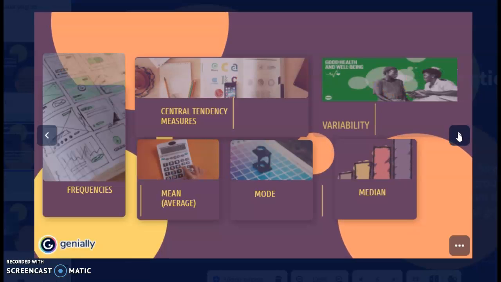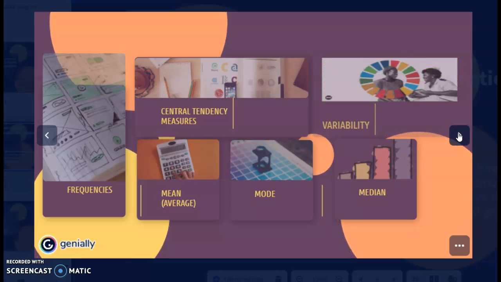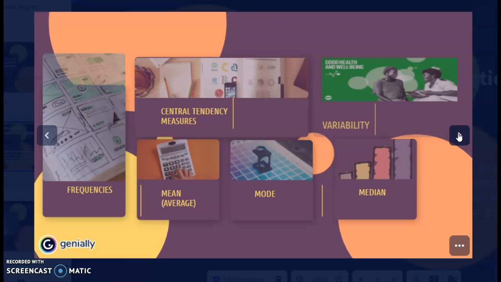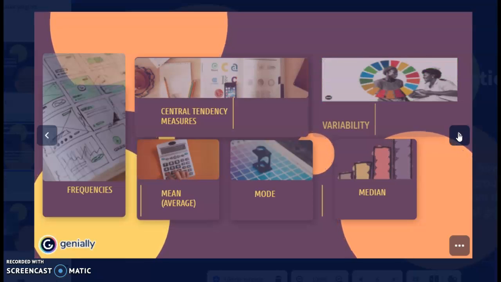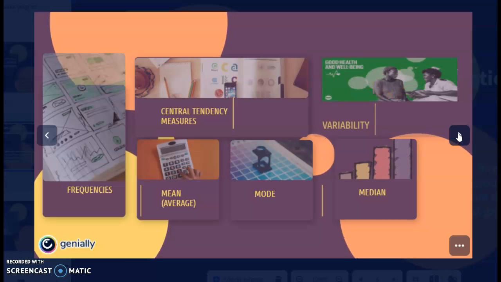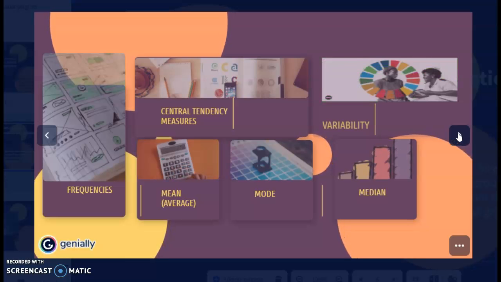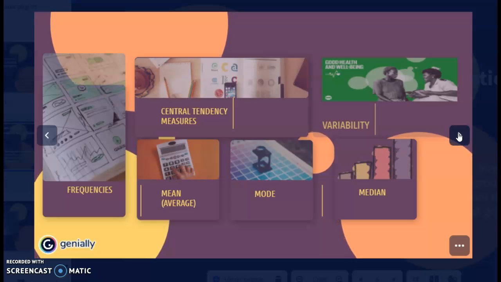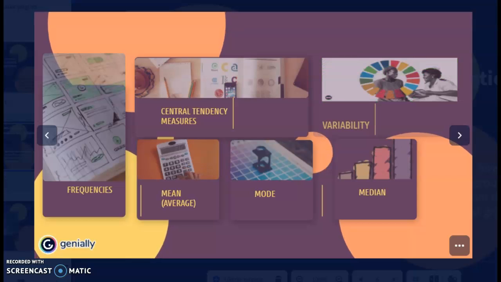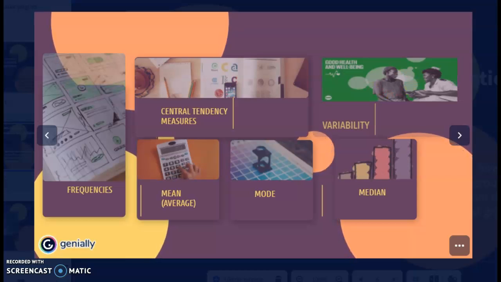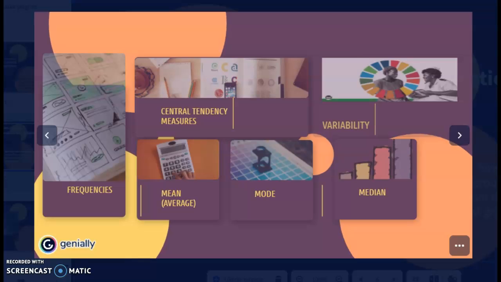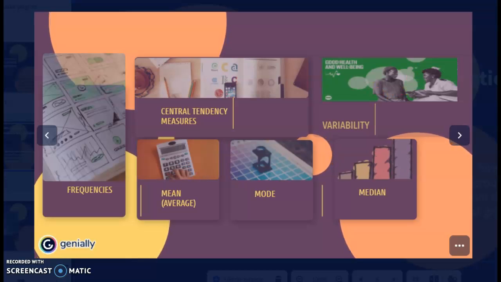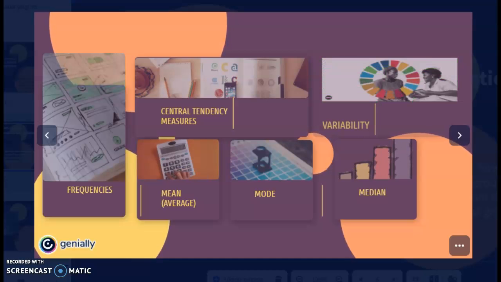Central tendency measures provide information about the average and the typical behavior of subjects. The mean, also named average, is the sum of all scores of all subjects in a group divided by the number of subjects. The mode is the score which has been obtained by the largest number of subjects. The median is the score which divides the group into two parts so that half of the scores are above it and half are below it.